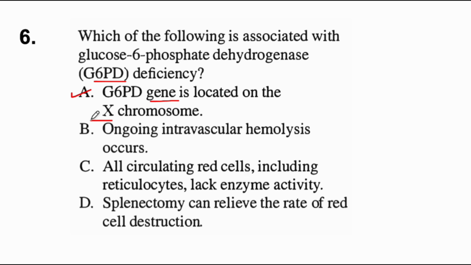Males have only one X chromosome, XY. A single defective G6PD gene will cause them to have a deficiency. Females have two X chromosomes, XX. If they have one defective gene, they are typically carriers and are usually asymptomatic because their other normal X chromosome can produce enough enzyme.